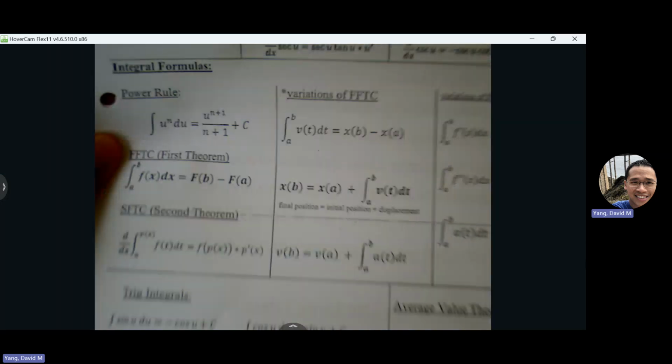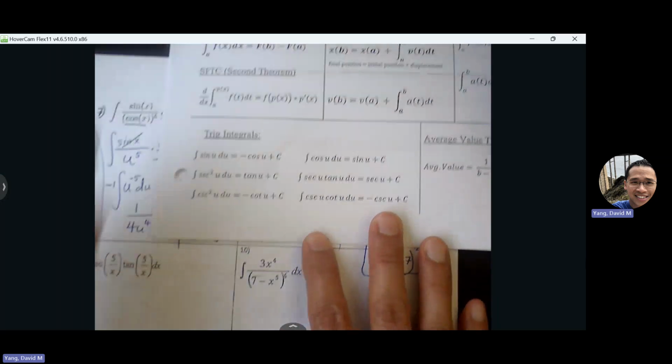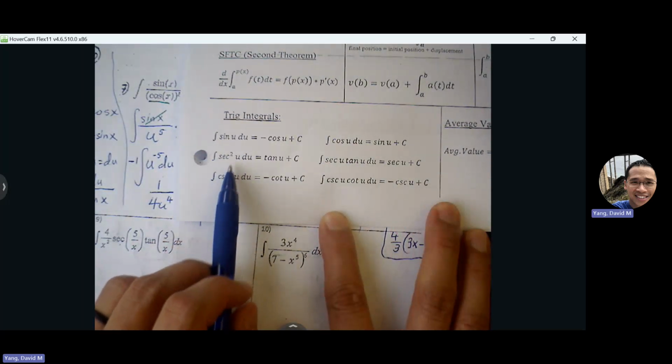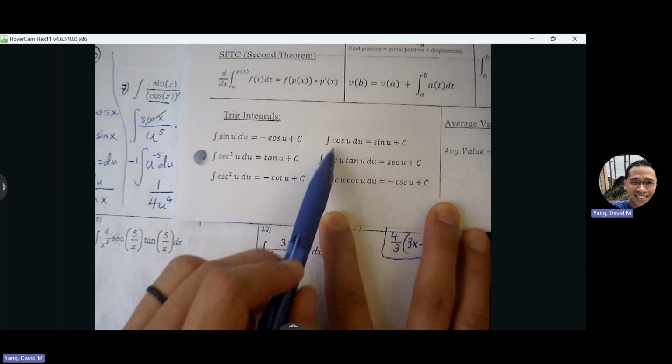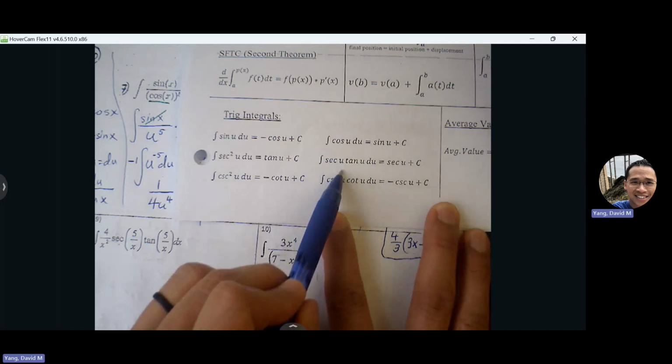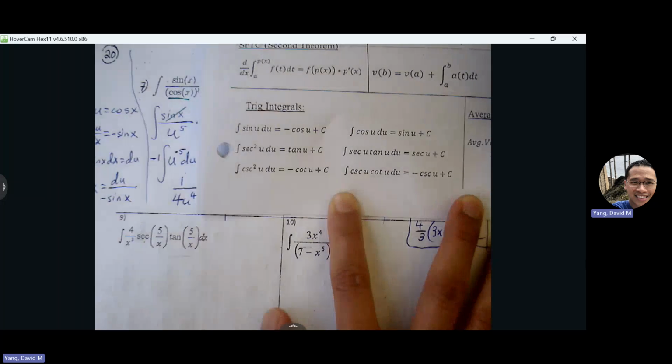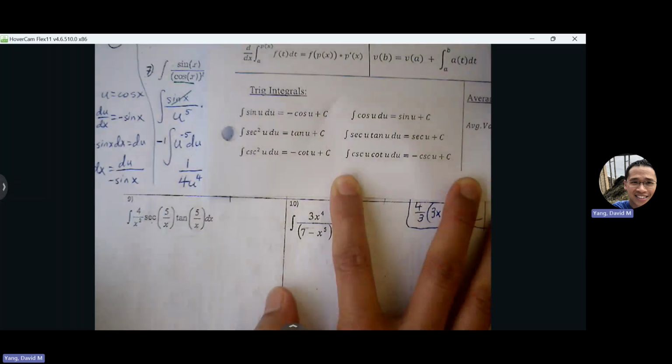So let me just show you the 6 integral rules that we were able to build from our derivatives, right? Integral of sine u, integral of secant squared u, integral of cosecant squared u. This is all just working backwards from our derivative rules. Do any of these look like something that we could work towards?